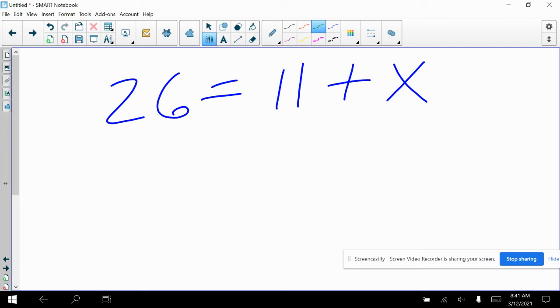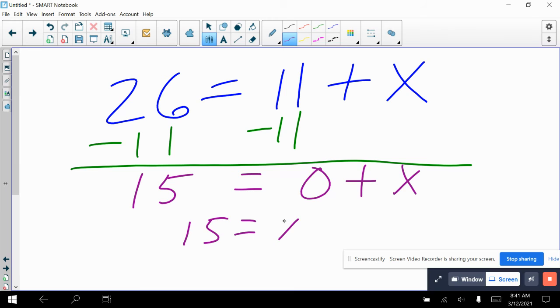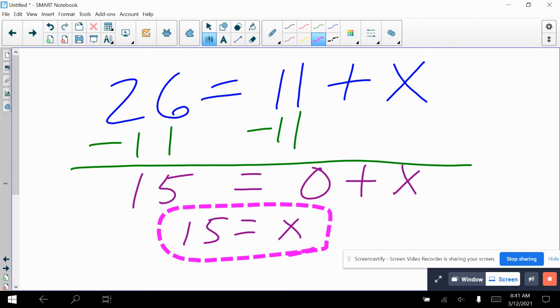What are we going to do? Chase? All right, we're going to subtract 11. What you do on one side, you've got to do on the other. x plus 0, 26 minus 11 is 15. 15 is equal to x. That is our solution.